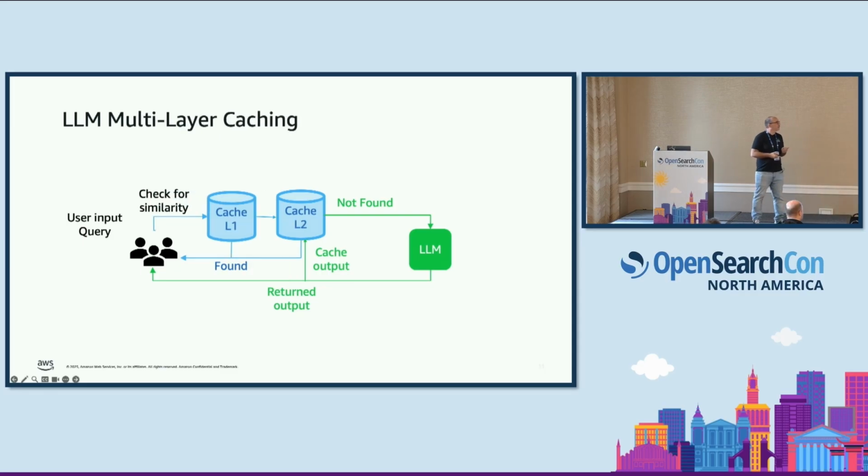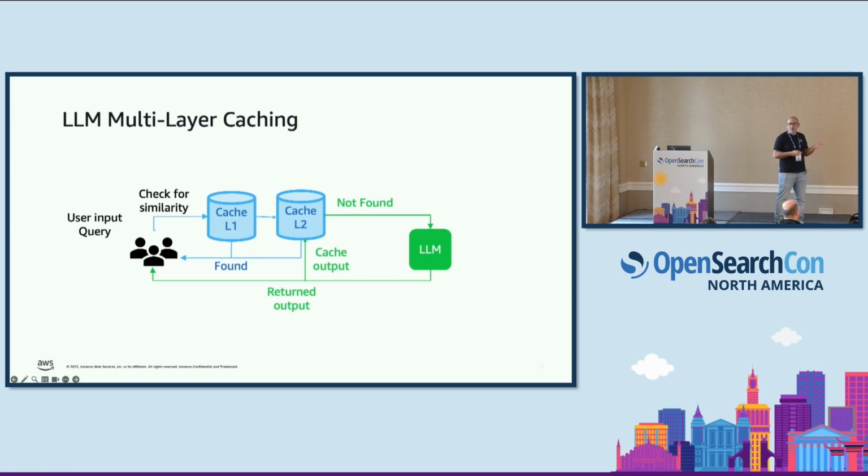Another solution that we have is a multi-layer caching. In this case, we have 2 layers of caching. Here we would check first against the first layer. This could be, for example, a very simple implementation, or you can have your own business logic rules if you want to check against other caching stores there.